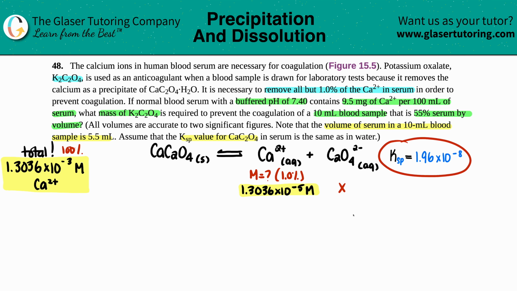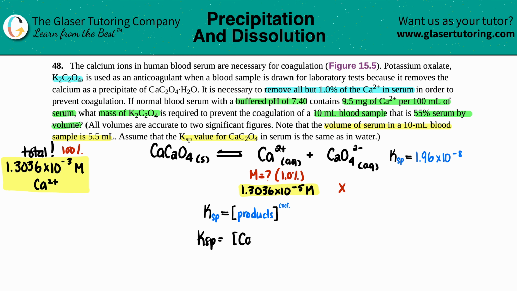Now I'm going to use my KSP with the equation, right? The general equation for KSP is this right here. So let's just write out our specific one for this case. We have KSP equals the concentration of the Ca2+ times the C2O4 2 minus. No need to raise any to the coefficients because it's a 1-to-1 ratio. And the KSP was what we found out before from the back of the book, 1.96 times 10 to the negative eighth. The calcium, the 1%, is 1.3036 times 10 to the negative fifth. And we're solving for that oxalate, which is X.